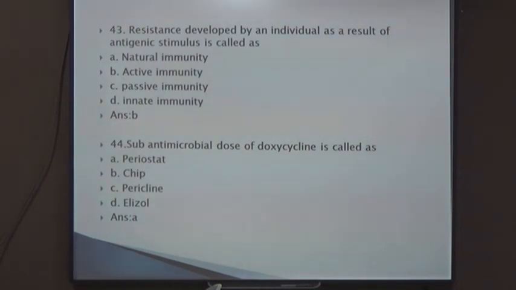Sub-antimicrobial dose of doxycycline is called Periostat. Chip is chlorhexidine. Periocline is minocycline. Elyzol is metronidazole. So only this one is Periostat.